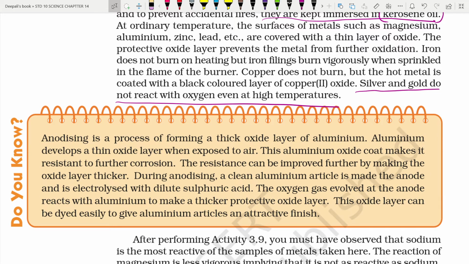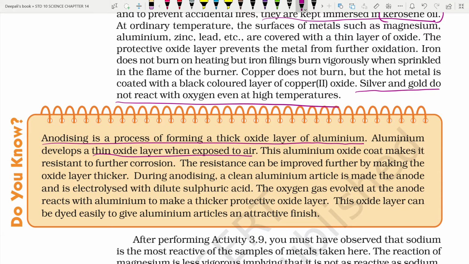Now, what is anodizing? Anodizing is a process of forming a thick oxide layer on aluminum. Like corrosion, this is anodizing, where aluminum is coated with aluminum oxide. Aluminum develops a thin oxide layer when exposed to air. This aluminum oxide coat makes it resistant to further corrosion. The resistance can be improved further by making the oxide layer thicker. During anodizing, a clean aluminum article is made the anode and is electrolyzed with dilute sulfuric acid.